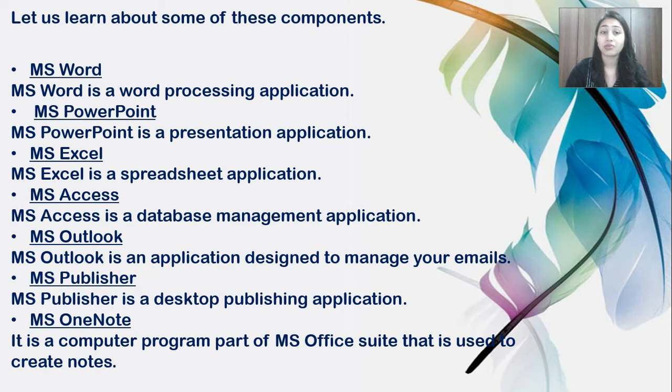Okay. Now students, let us learn about some of these components. Here you can see 7 components of MS Office, right? And all these components are very useful in your life. So let's see one by one. Our first component is MS Word. MS Word is a word processing application. It is used to create, edit and manage documents. Second, MS PowerPoint. MS PowerPoint is a presentation application. Means using this application you can make presentations with different uses.